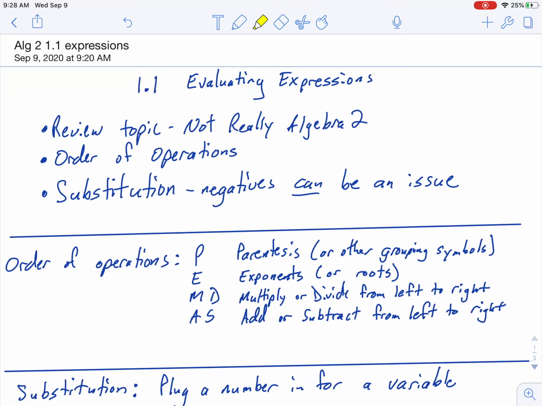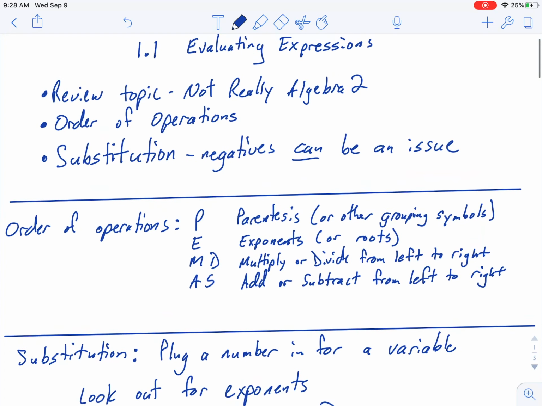The topic is evaluating expressions. This is a review topic. It's not really Algebra 2. It's kind of one of those things that you just take for granted everyone knows, but after a long summer, you dust off the cobwebs in the brain and get back on track with some math. So it's not unusual to see a couple review topics.